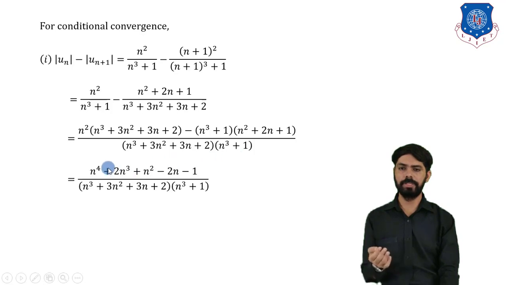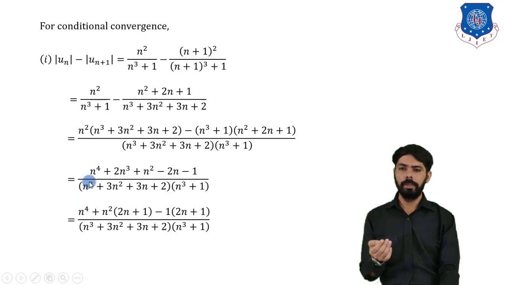So if we simplify this, here it will be n raised to 4 plus 2n cube plus n square minus 2n minus 1 whole divided by n cube plus 3n square plus 3n plus 2 into n cube plus 1.